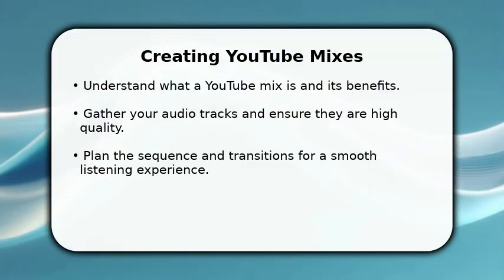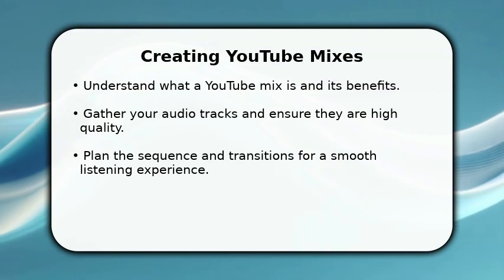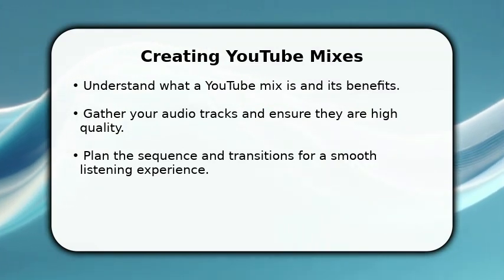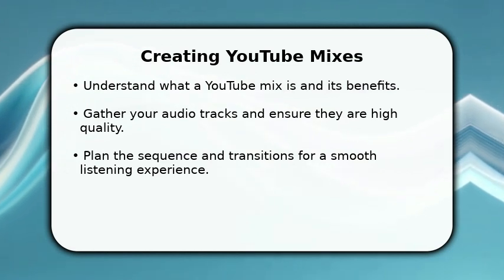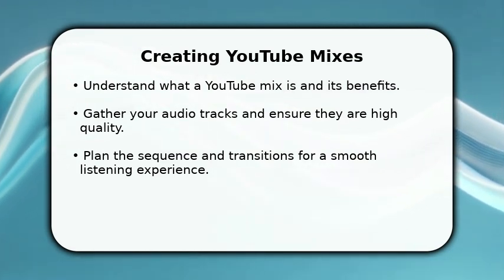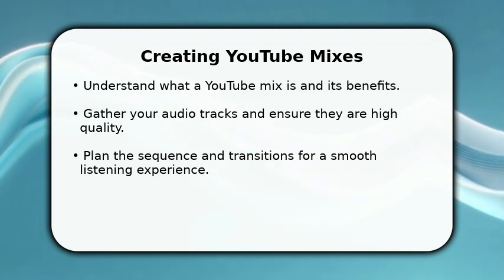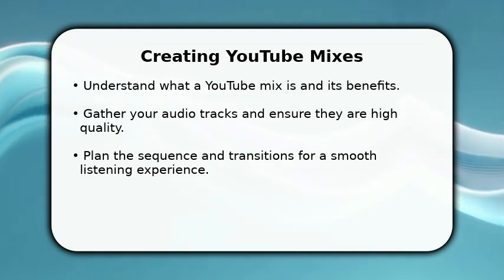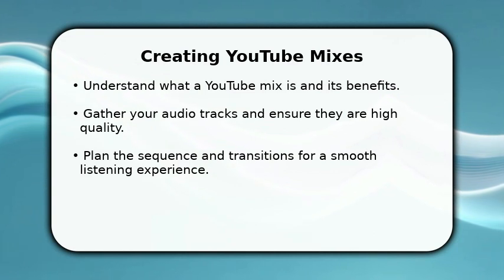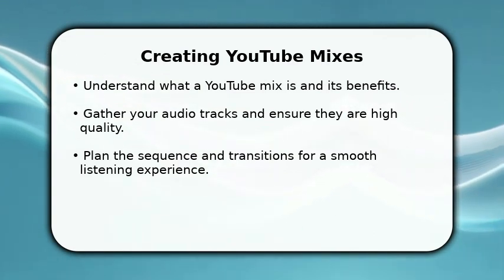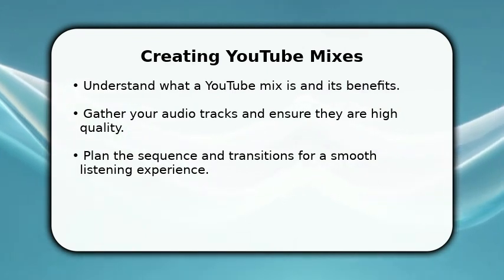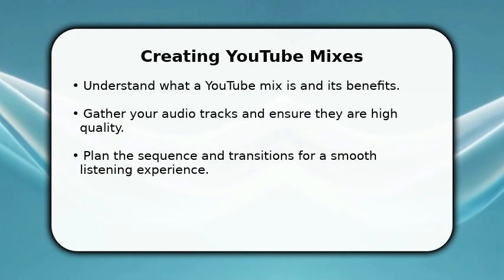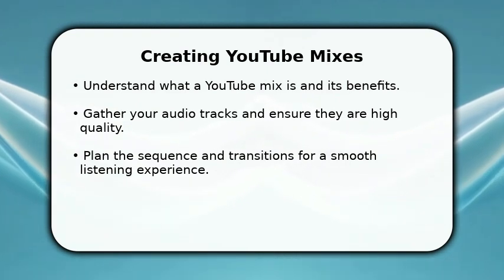In this video, I will explain how to make a mix on YouTube. First, you will need to select your audio tracks carefully, aiming for a consistent theme or genre. Ensure all your chosen songs are high-quality audio files, ideally in WAV or FLAC format, to maintain excellent sound. Next, plan the order of your tracks and consider how they will transition smoothly from one to the next, creating a cohesive listening journey for your audience.